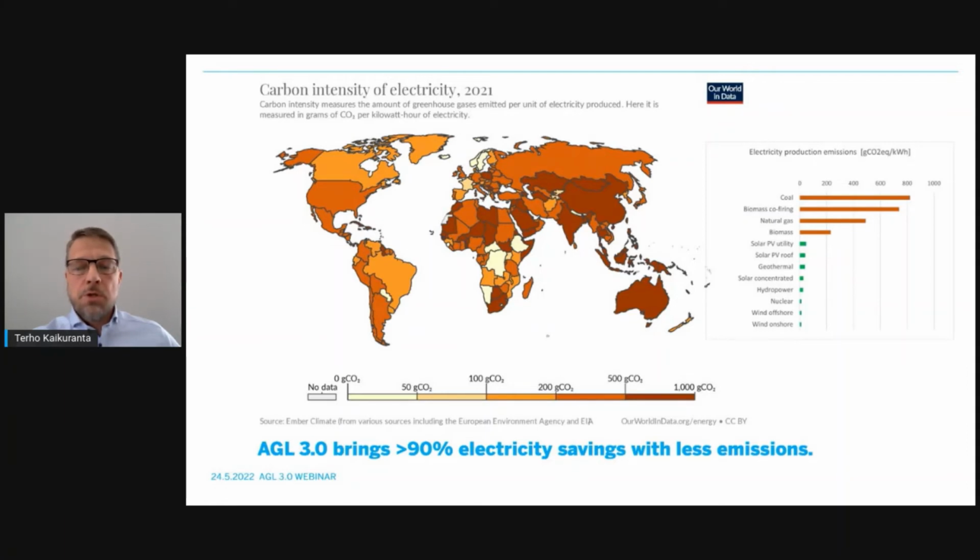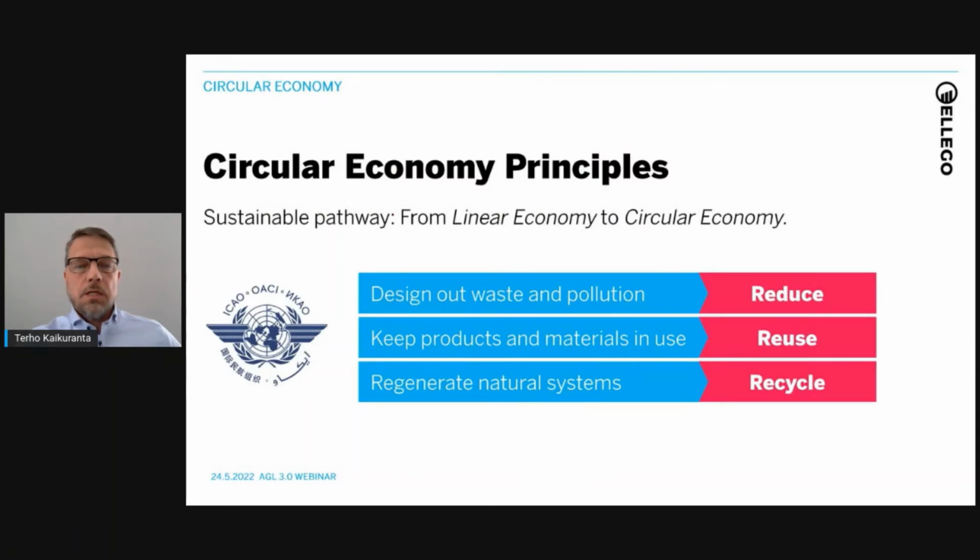And if you remember that 90% of electricity can be cut out, it means quite a lot for the carbon emission reduction, especially if you happen to use non-renewable energy sources. So these were the circular economy principles ICA sees as important, and now you have heard how this AGL 3.0 relates to those principles. Practically, we can conclude that it offers solutions for all of these three principles, as explained.